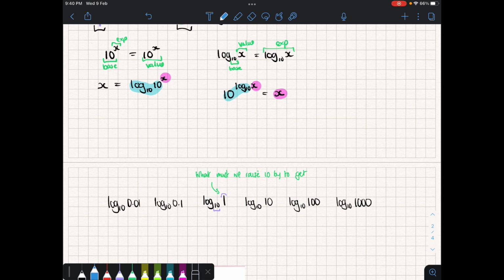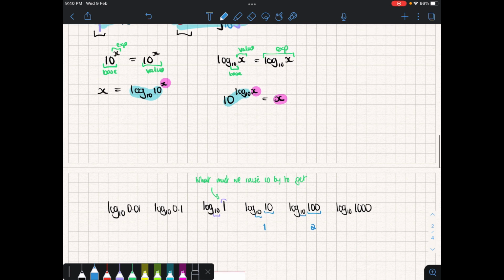So if we consider log base 10 of 10, what we're asking is, what do I raise 10 by to get 10? And the answer is 1, because anything to the power of 1 is itself. If we move on, we're asking, what do we raise 10 by to get 100? And the answer is 2, because 10 to the power of 2 is 100. And if we continue to the right, we raise 10 by 3 to get 1,000.